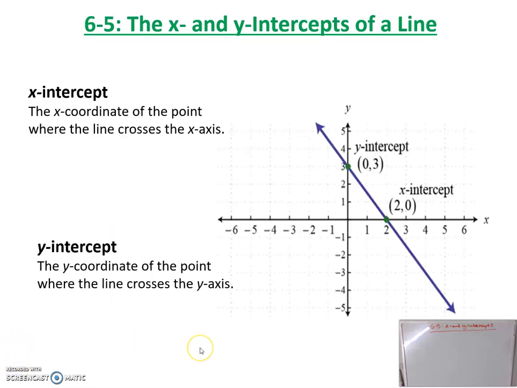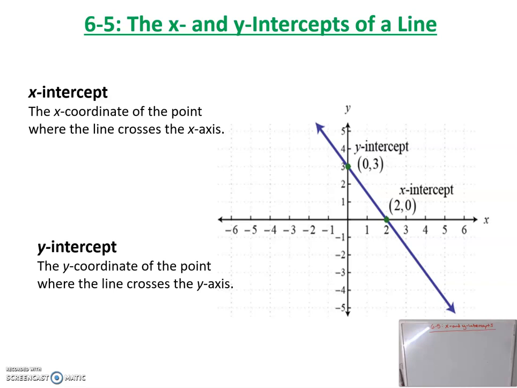Okay, so now we're going to move on to the definition of an x-intercept and a y-intercept. Guys, this is so easy, okay? So when I draw a line, my x-intercept is the x-coordinate of the point where the line crosses the x-axis. What this means is, if I look at this line, I want to ask myself, where does this line cross the x-axis? So if I go left to right, this line crosses the x-axis at 2, so therefore my x-intercept is 2. And the coordinate would be (2, 0).